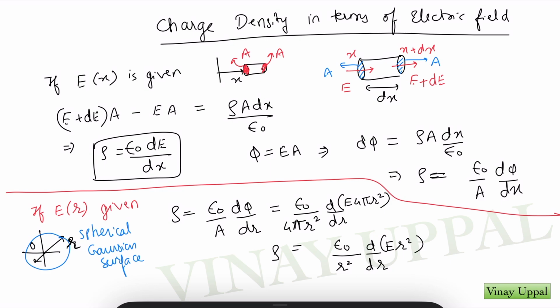So in such cases where you know the electric field as a function of r or as a function of x, you can calculate the charge density. We'll look at an example of this when we come to accelerated conductors later on in this chapter. Another application of this formula is when you need to calculate the charge density in a varying dielectric in capacitors. So we'll come to that later.